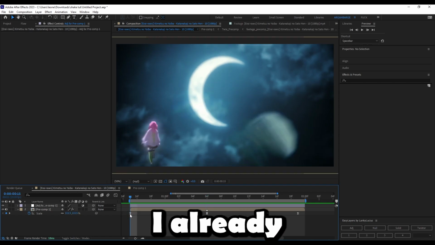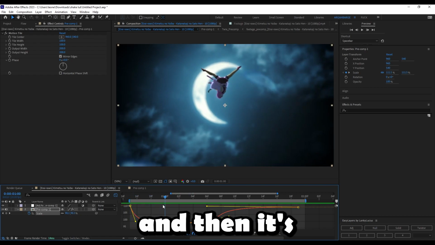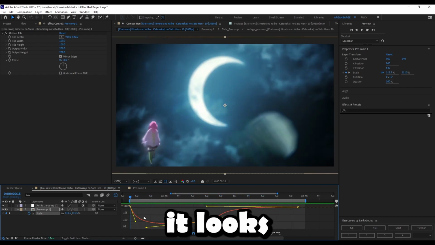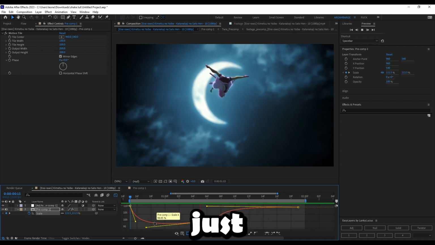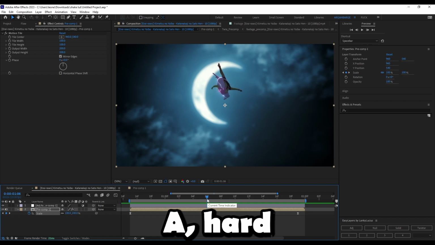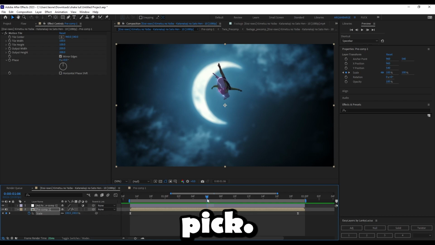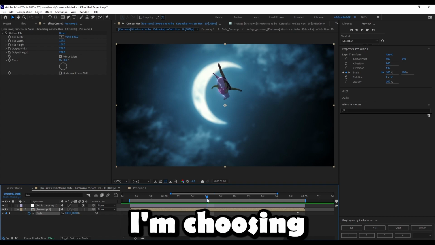Right now, I already have this clip set. I have this graph set really loose, so there's a scale out and then it scales in. So this is what it looks like, with no shakes or anything like that. It's just something really subtle. So for something like this, what would you pick? Option A, hard shake. Option B, expression shake. Option C, soft shake. Go ahead, pick. You're wrong. I'm choosing soft.